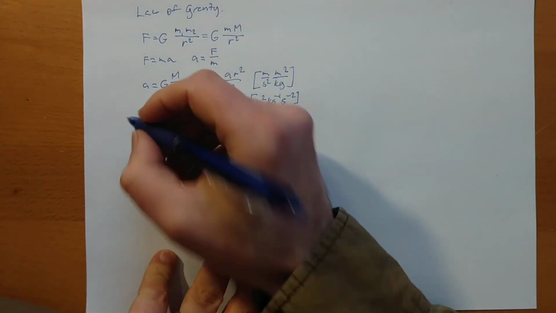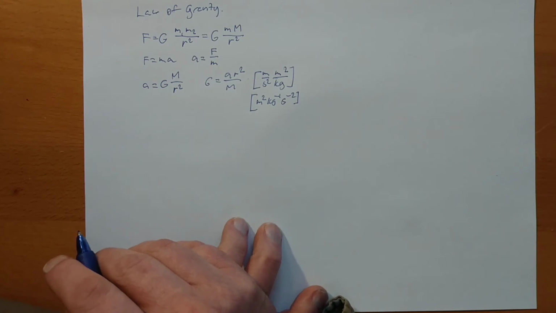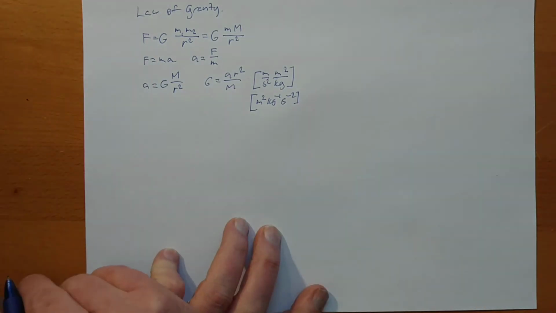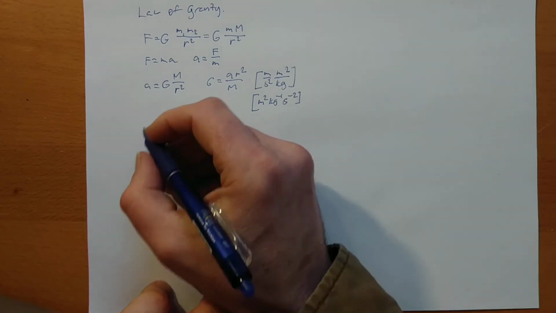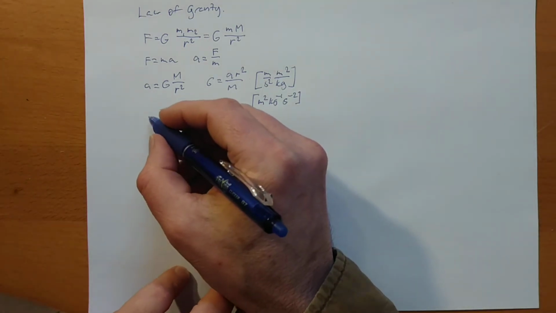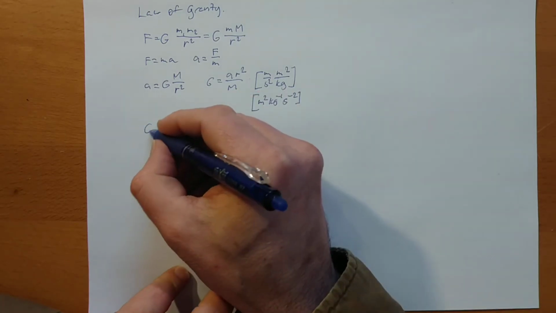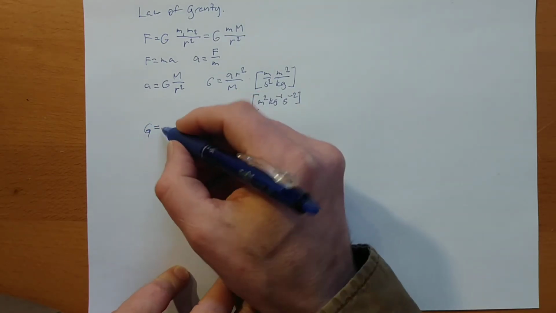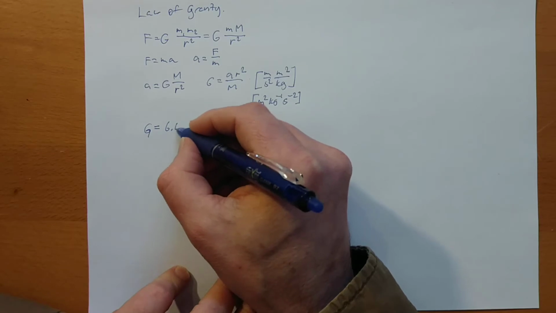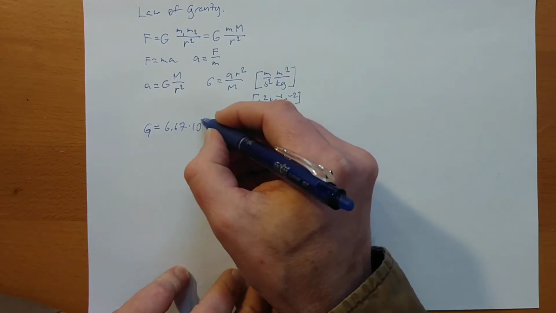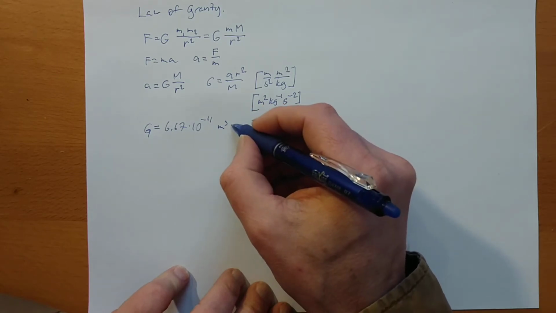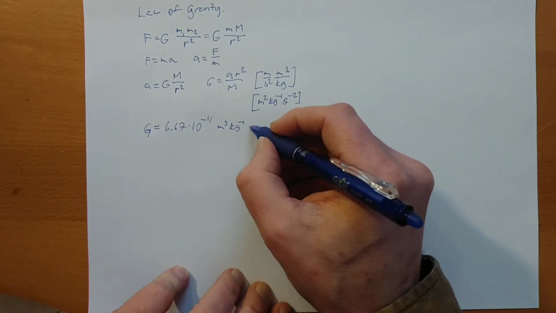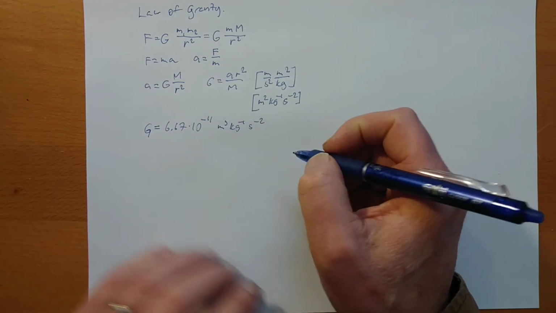The value of this constant was initially found by an experiment called the Cavendish experiment. We can do a lot of other experiments today to figure this one out, but through experiments we can find that G equals approximately 6.67 times 10 to the power of negative 11, in cubic meter per kilogram per second square.